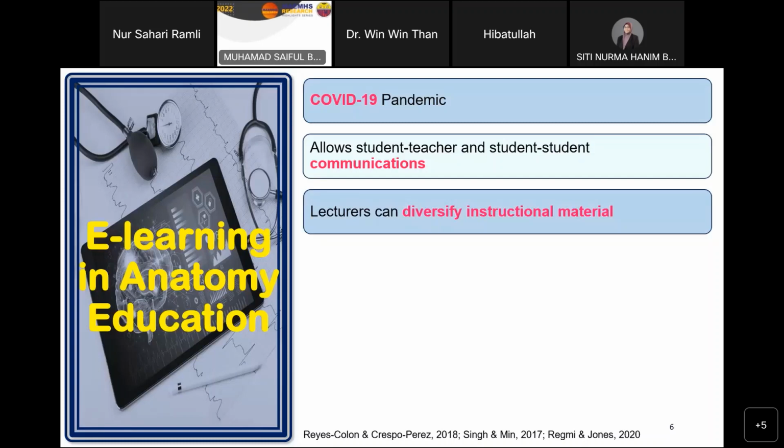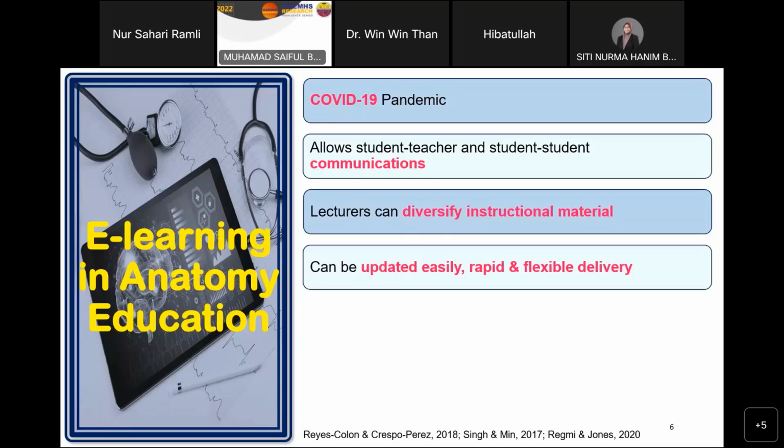Apart from that, the lecturers can also diversify their instructional material. Lecturers or educators are free to choose the modality that they like to present their content with, ranging from plain text to the most advanced, like these days, usually 3D images or videos. It also allows the educators to update the materials easily, and to flexibly deliver the material at any time and any place.